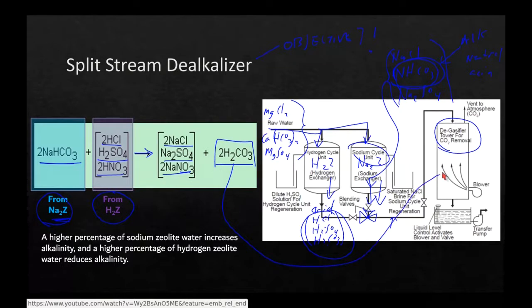The carbonic acid goes into the degasifier, it decomposes, the CO2 is vented to the atmosphere, and what we should have here is zero alkalinity and zero acidity. So what have we done then? We've had TDS come in, and leaving we've got a reduction in TDS.